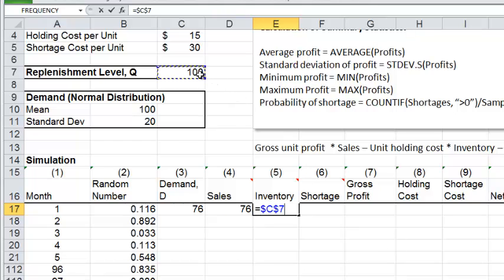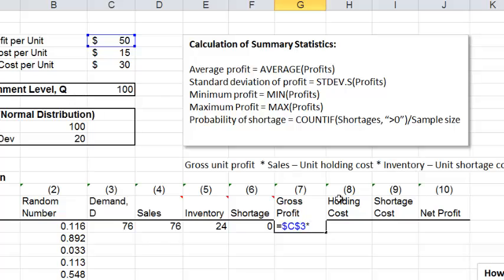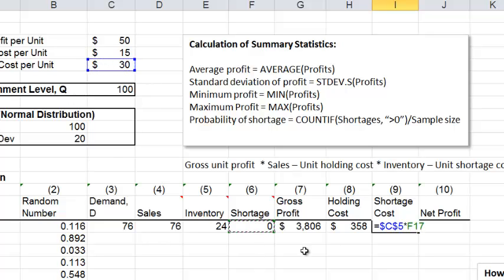Now the inventory was Q minus sales. So it's Q, dollar sign, minus the sales, the cell right next to it. Okay, then the shortage was D minus sales, demand minus sales. Gross profit was $50, dollar signs, times sales, then holding cost, $15, dollar signs, times the inventory, then shortage cost was $30 times the shortage. The net profit is the column 7 minus column 8 minus column 9. So the gross profit minus the holding cost and minus the shortage cost.